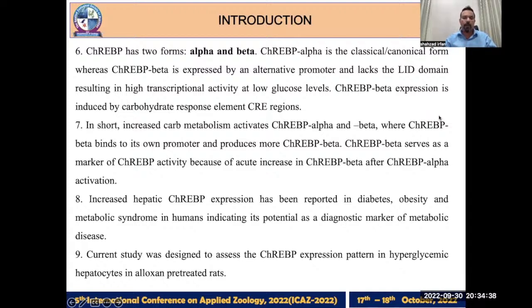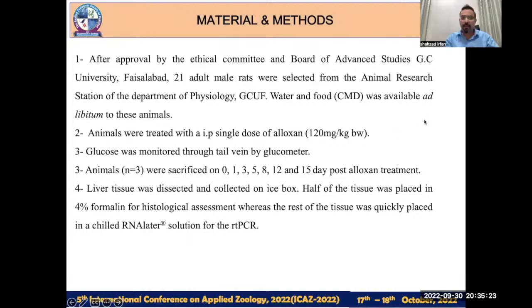This hyperglycemic environment in these rats was created by pre-treating the rats with alloxan. Alloxan is a chemical which induces significant beta cell damage, and this beta cell damage does not let the pancreas produce enough insulin. So the blood glucose level of these animals rises, a condition known as hyperglycemia. The next section is the material and methods.